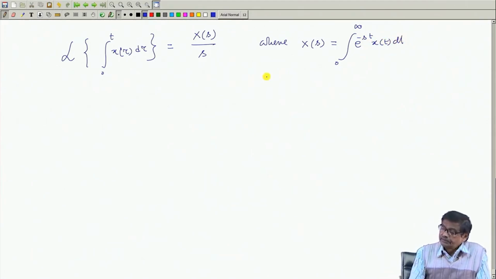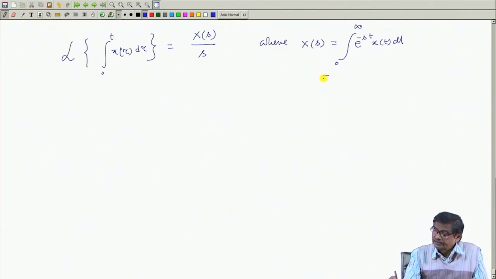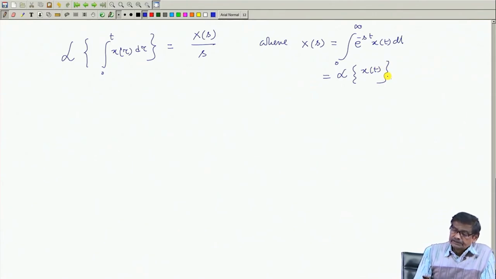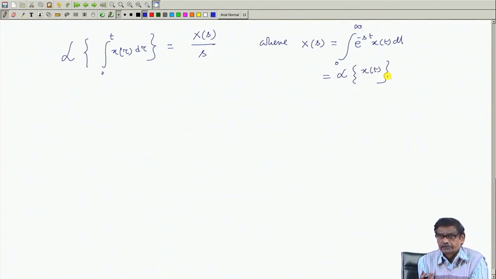Got the point? Where X(s) is equal to the Laplace transform of x(t). So, this is the one thing. Another small result I will just tell. These are some of the properties of Laplace transform and how it can be used. One last property I will just show you.